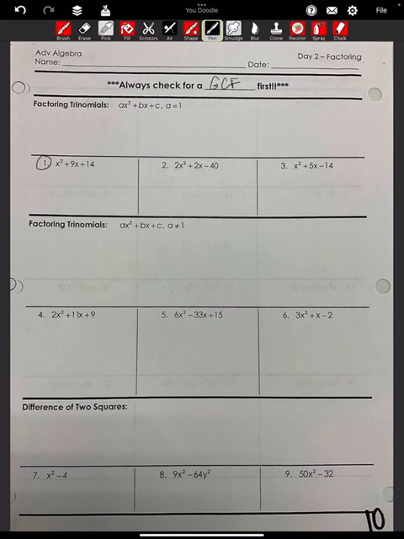So in order to solve this one, and again, follow along with me, you're going to draw an x. All right. So the purpose of the x is we need to find two numbers. In the top of the x, we're going to put 14. In the bottom of the x, we're going to put 9.